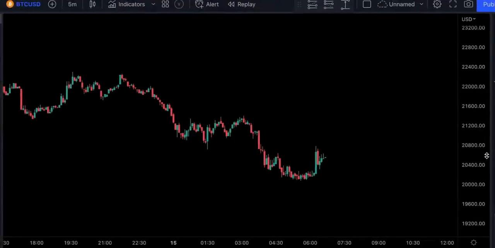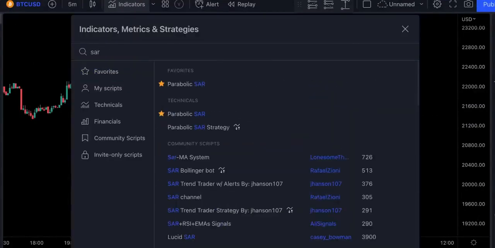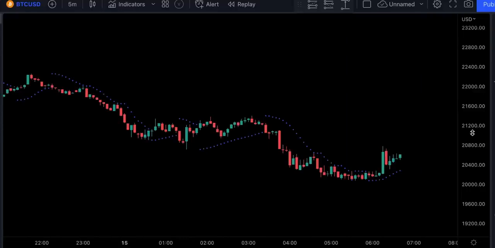Okay, so the number 5 exit indicator on my list is called Parabolic SAR. Let's go ahead and add it to our chart. The parabolic SAR is a technical indicator used to determine the price direction of an asset, as well as draw attention to when the price direction is changing. This indicator can also be used for entry signals.